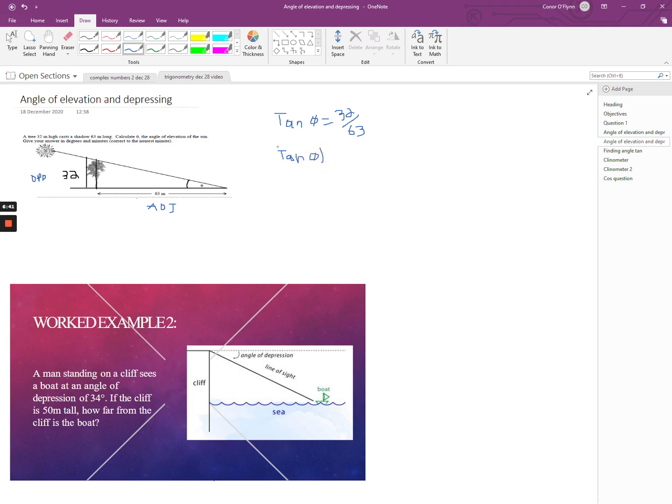Okay, so it'll be tan inverse. What is 32 divided by 63, if you don't want to work that out first? That'll be 0.5079, or you can just do it in one go on a calculator. So second function, tan, 32 over 63, and that'll be 26.